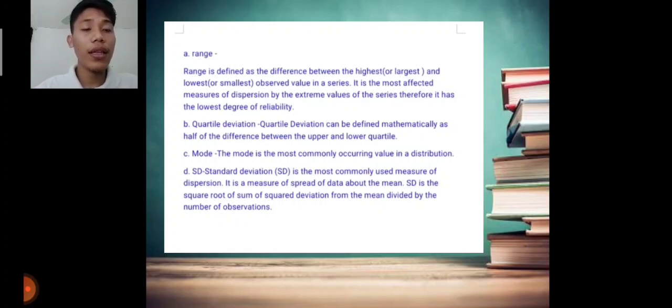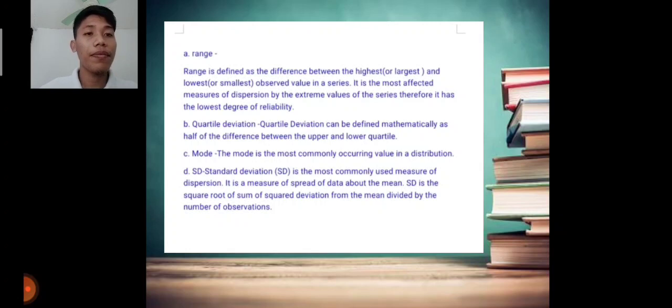It is the most affected measure of dispersion by the extreme values of the series. Therefore, it has the lowest degree of reliability. So from the words most affected, pwede na siya mao answer. So, nakita na nato nga siya ang answer. So, sa letter B, unsa ang quartile division? Quartile division can be defined mathematically as half of the difference between the upper and the lower quartile.